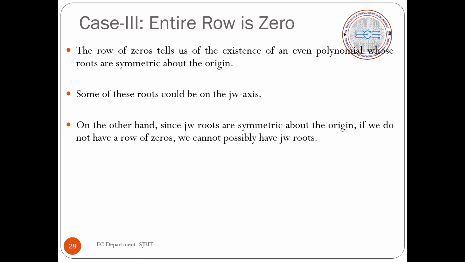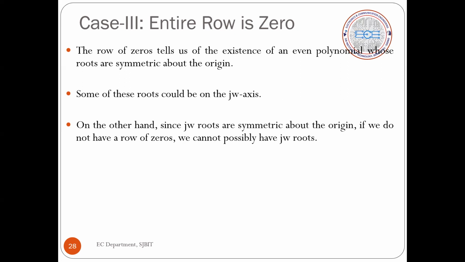On the other hand, since j omega roots are symmetric about the origin, if we do not have a row of zeros, we cannot possibly have j omega roots. So I repeat once again, if we do not have a row of zeros, we cannot possibly have j omega roots.